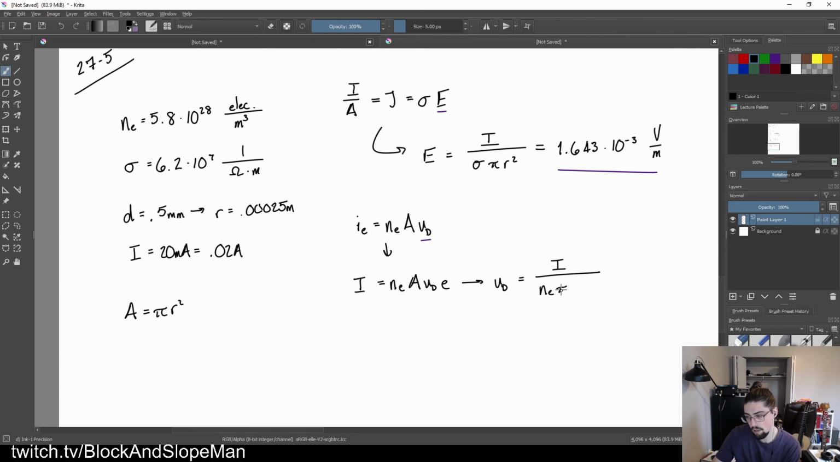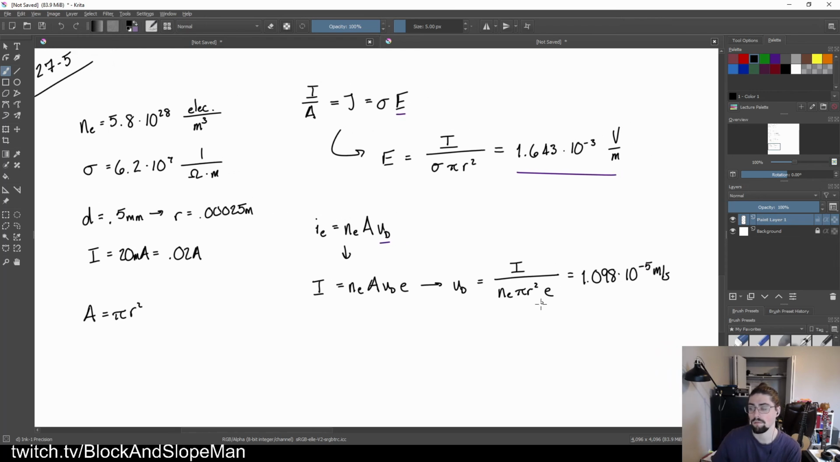N of E, pi r squared, divided by E. We've got all of those values at this point. Go ahead and plug everything into that. We find 1.098 times 10 to the negative fifth meters per second. Another very small value, but that's kind of what we're expecting to see at this point.